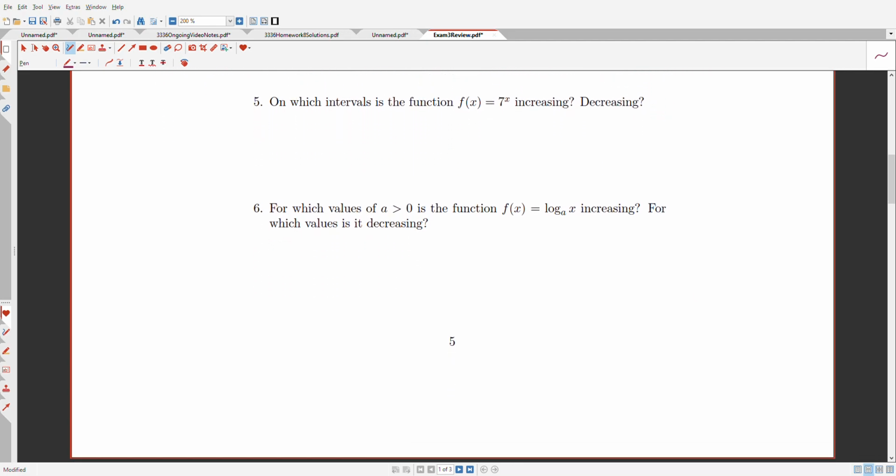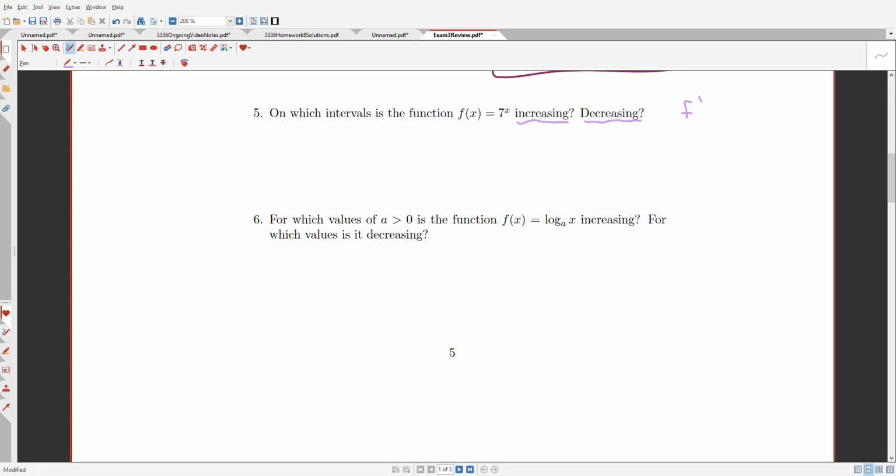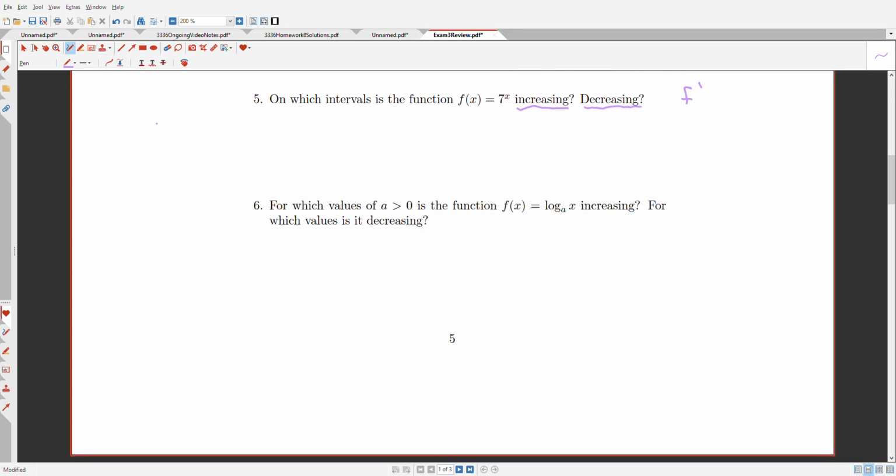Number 5 may seem like a slightly different question, but it's asked using this language of increasing and decreasing. And so I actually hear this as, really this is asking about the first derivative. All the questions leading up to this point were asking about derivatives, and so is this one. It's just asking about these derivatives using these words, increasing and decreasing. Okay, so let's take a derivative.